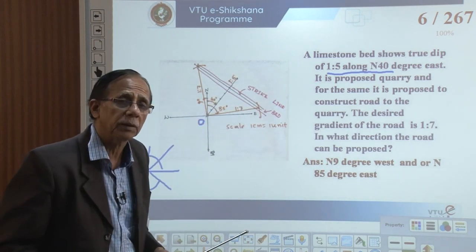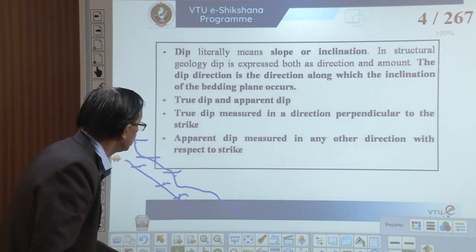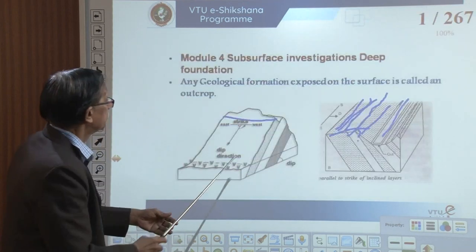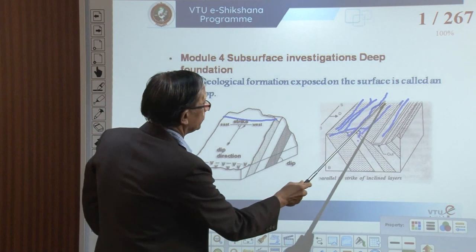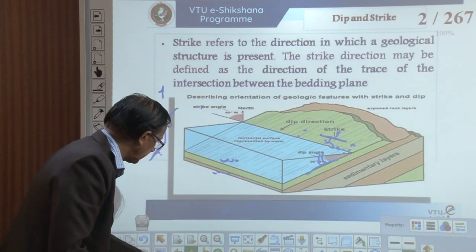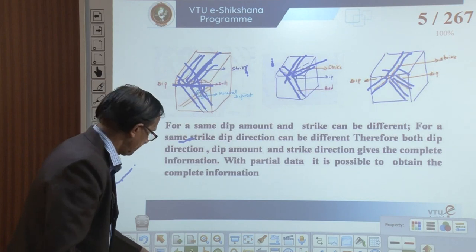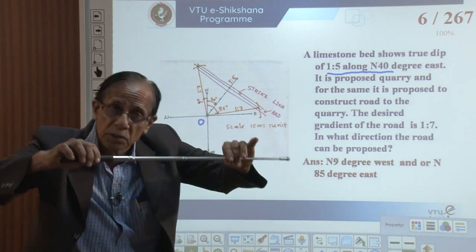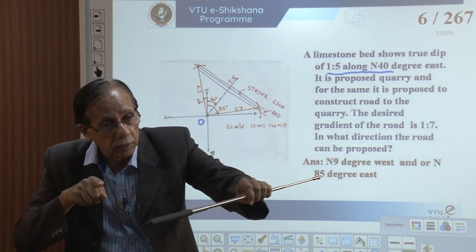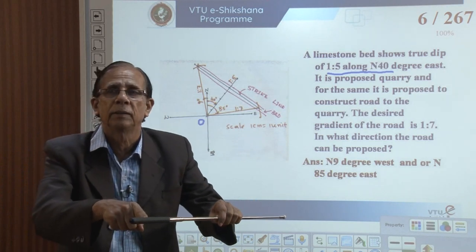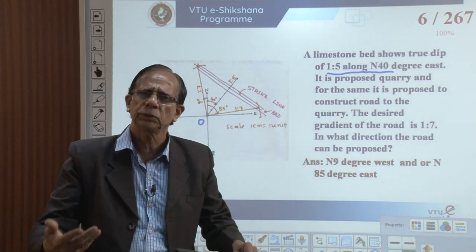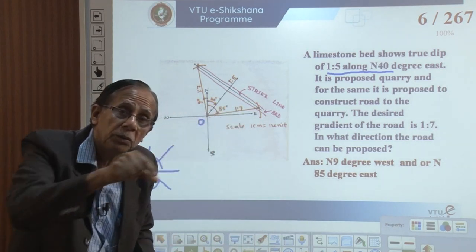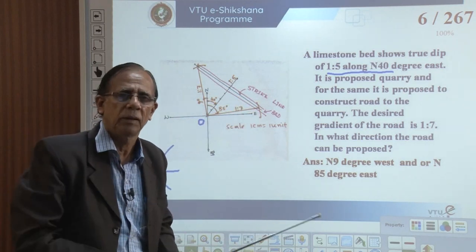I know what is meant by strike. Here we have seen strike is nothing but the layers of the rocks, the direction in which they are oriented. Therefore, I have to find the direction along which that rock is present. Then I have to construct the road to the rock bed. Then it is possible to start quarrying. I have to first locate where that rock is present. Then the road comes. How?